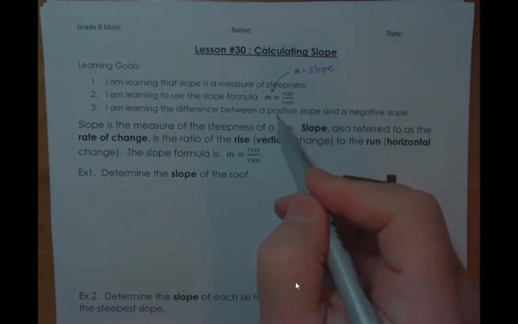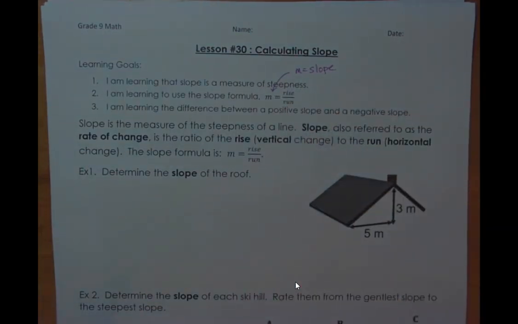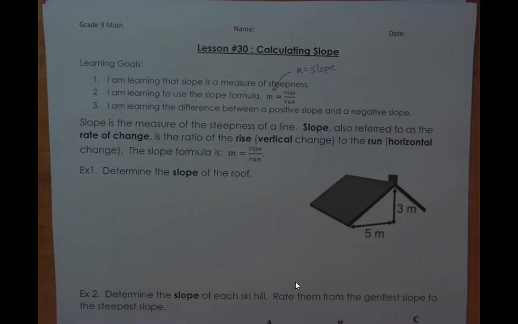All right, that's kind of the big idea. And I'm learning the difference between positive slope and negative slope. So a lot of these examples you're going to see a lot of similarities, but we'll give this a go. So determine the slope of the roof.